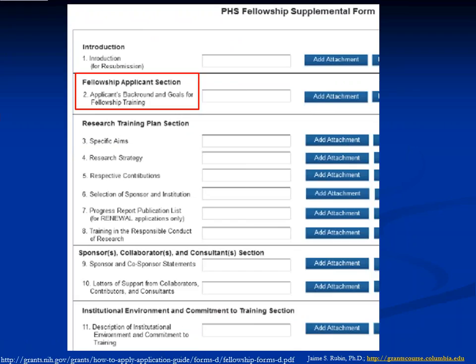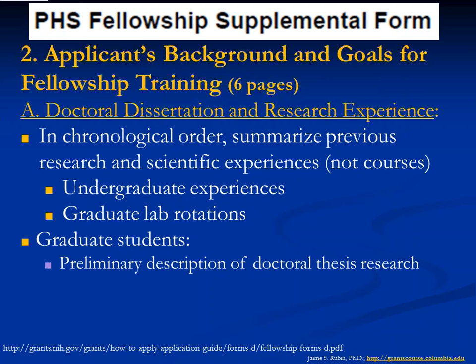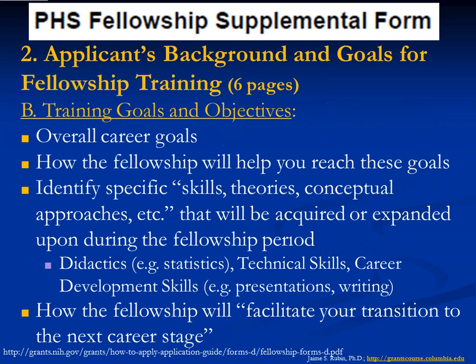So one of the most important sections is the fellowship applicant section, and this is where you literally sort of talk about yourself and your background in research and what your career aspirations are. So you would talk about any other research experiences you had, maybe as an undergraduate, maybe you rotated through different faculty's labs in your first year of graduate school, and then a preliminary description of your doctoral thesis.